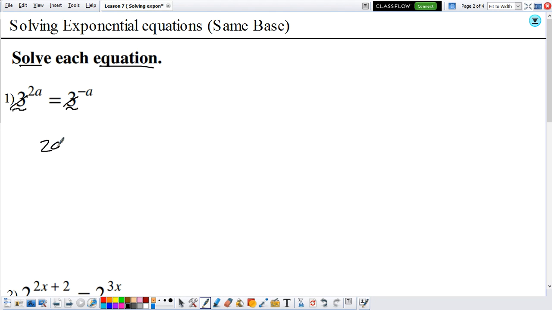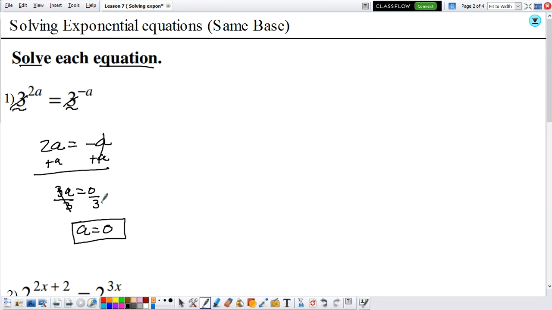So now we have 2a equals negative a. And now we want to solve for a here. Well, let's add a. So that means that 3a equals 0, divided by 3. So here it says that a is equal to 0 because 0 divided by 3 is just 0.